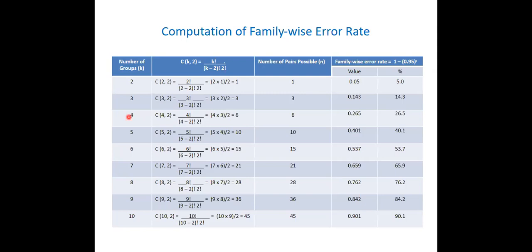Now, if there are 5 groups, it's 10 combinations. You can try A, B, C, D, E. It's going to be 10 combinations. You can have 10 pairs.